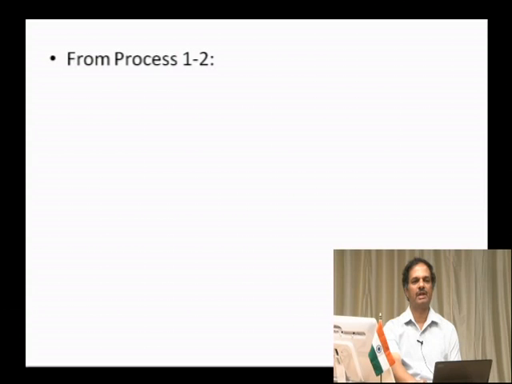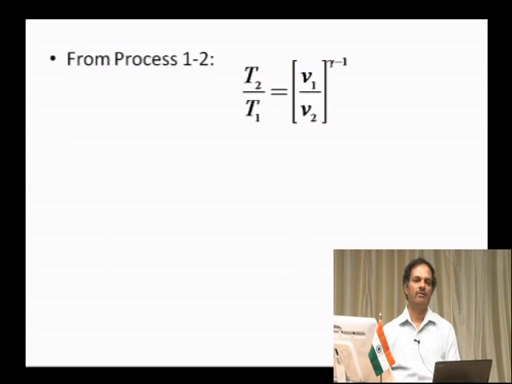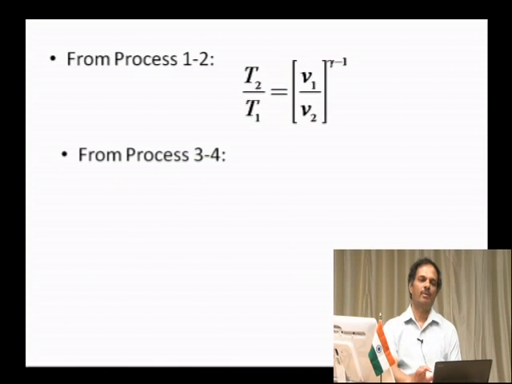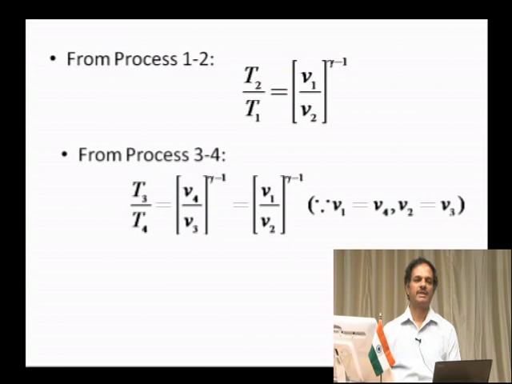Next, process 1-2 is adiabatic compression. So, for the adiabatic process, this is the relation between the temperature and volume: T2 by T1 is (V1 by V2) to the power of gamma minus 1. Process 3-4 is the adiabatic process, that is adiabatic expansion. Again the relation between temperature and volume is T3 by T4 equal to (V4 by V3) to the power of gamma minus 1. This is from the fundamentals that you have studied for the adiabatic process, the relationship between temperature and volume.